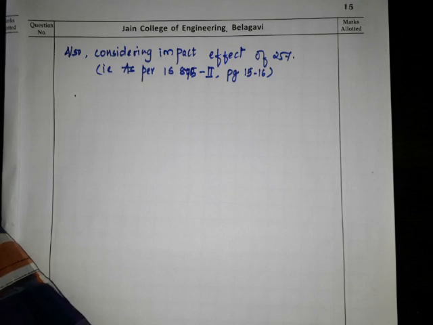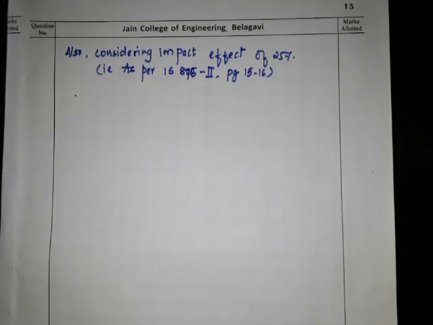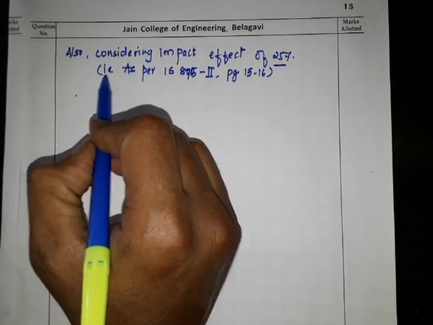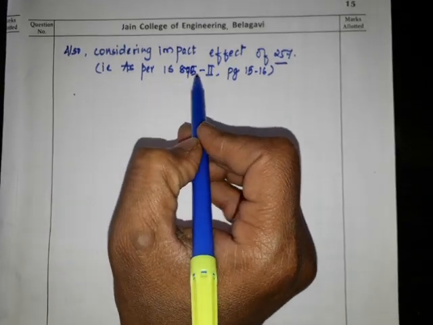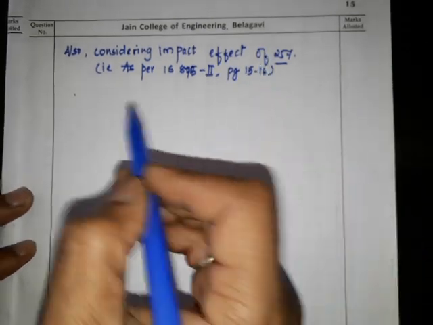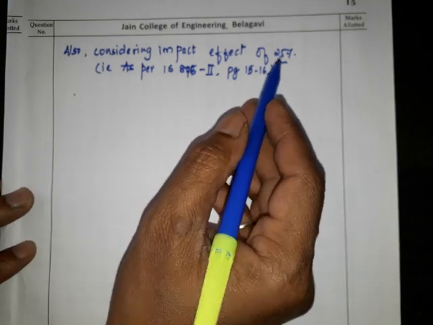Or there may be vibration on the gantry girder. So that's why you have to consider an additional factor of safety for impact effect, that is 25%. It is mentioned in the code IS 875 part 2, page numbers 15 and 16. So you have to consider an additional factor of safety of 25%.